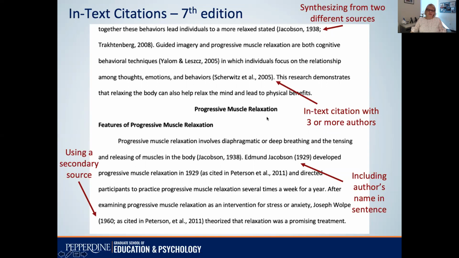So you can see here, it's usually when there's an older source. I mean, it makes sense, like Jacobson from 1929, but it was cited in Peterson 2011. Okay, so this is how you will cite it. This is the primary source, the first source, the original, and then it's quoted in a later source. So this is how you would show it.